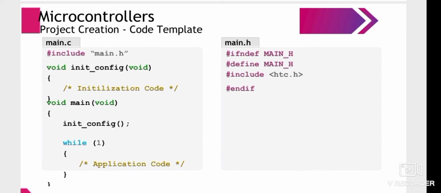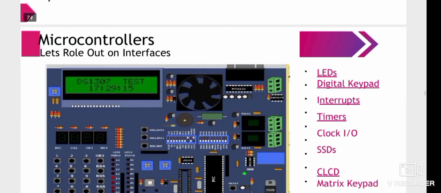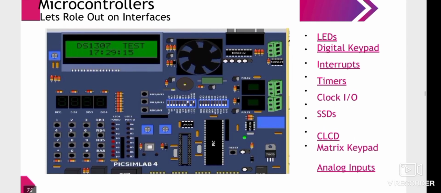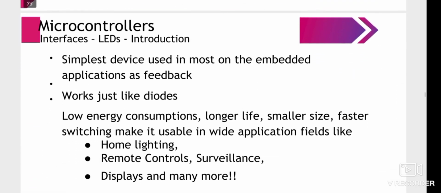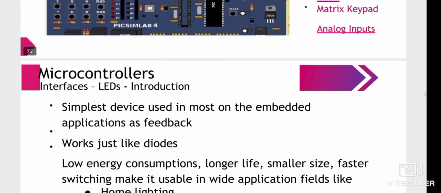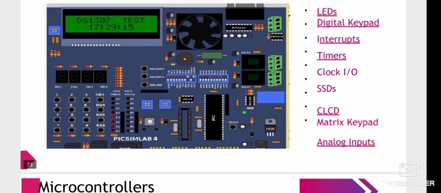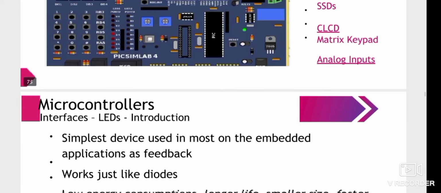The template code consists of main.c and main.h. main.c is a source file, and main.h is a header file. These are the interfaces: LEDs, digital keypad, interrupts, timers, clock, input output, SSDs, CLCD, matrix keypad, analog input.